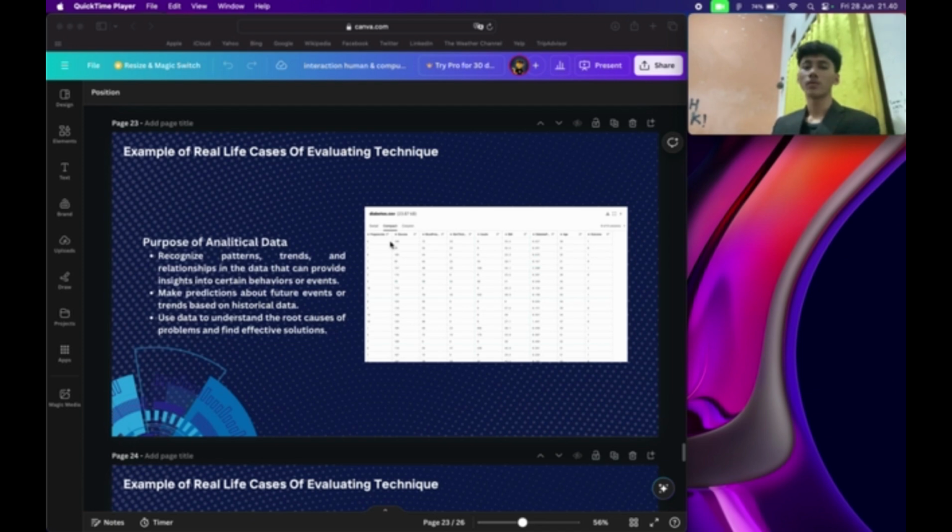Based on raw data, we can make predictions about the future and what we shall do in the future, just like that. Okay, the third is to use data to understand root causes of problems and find effective solutions. We have raw data, we find a problem, and once we find the problem, we find an effective solution. That's the process.